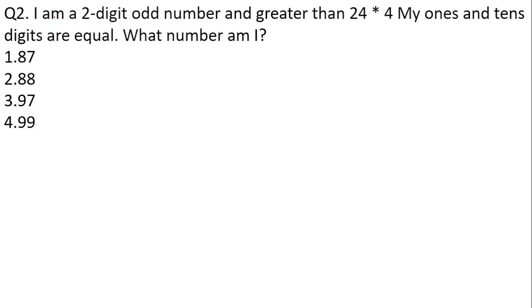Moving on to question number 2. I am a 2-digit odd number and greater than 24 into 4. My ones and tens digits are equal. What number am I? So they are telling us that basically the number is a 2-digit odd number. It is an odd number.